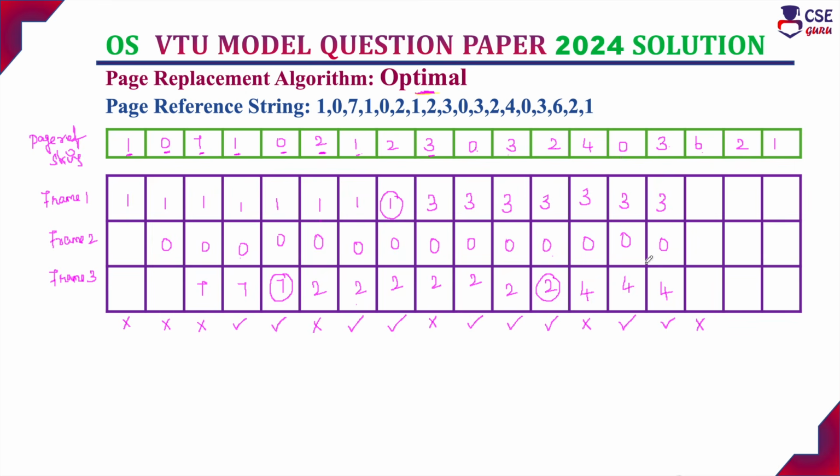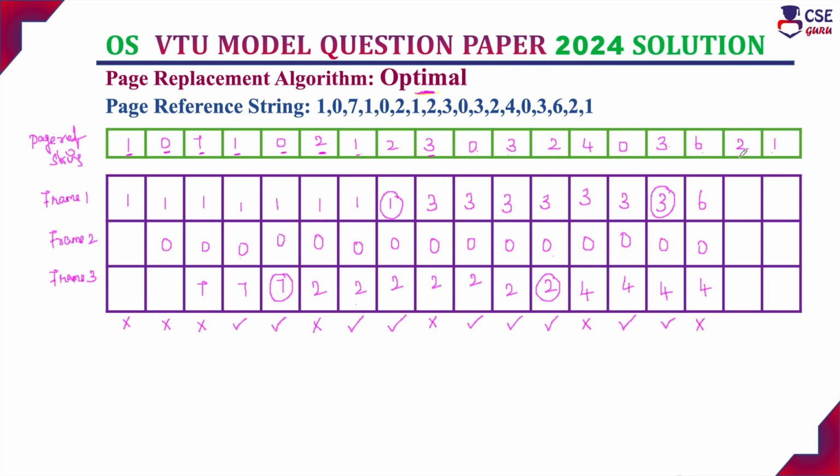Okay. So select any one to replace. In the near future, if you are checking 2 and 1. So 2 and 1 it is not available here. So anyone you can select as a victim page. So obviously I am selecting 3 as the victim page. Replace with 6. 0, 4.